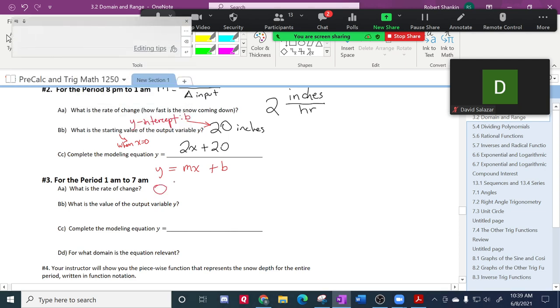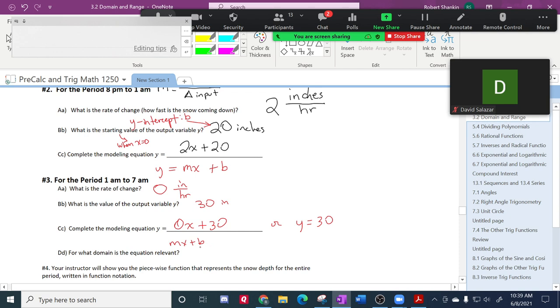And the units are the units of the output, inches per hour, over the units of the input. What's the value of the output variable y? It's always the same, it's 30 inches. Complete the modeling equation. It's going to be mx plus b again. It's going to be 0x plus 30, or it's just y equals 30.